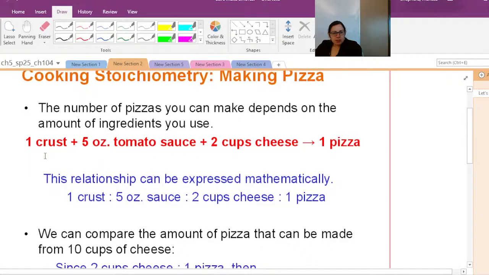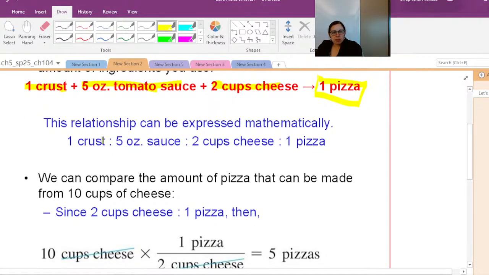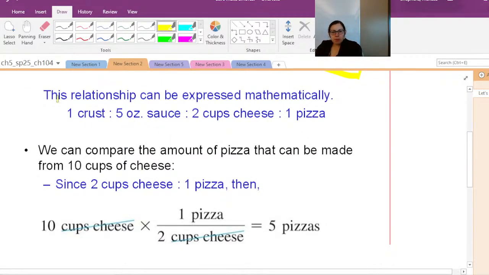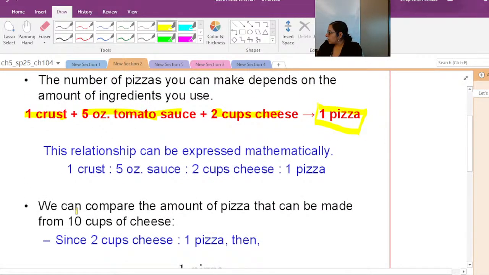And so now let's look at our balanced reaction, right? So again, this is just like a recipe, right? You have your cookie recipe. It's got some ratio of flour to butter to sugar. And so we have here our recipes. So 1 crust plus 5 ounces of tomato sauce and 2 cups of cheese equals out to 1 pizza. And so we can express this, of course, in terms of these ratios. And then you also want to think about how these ratios will end up being your conversion factors, right?